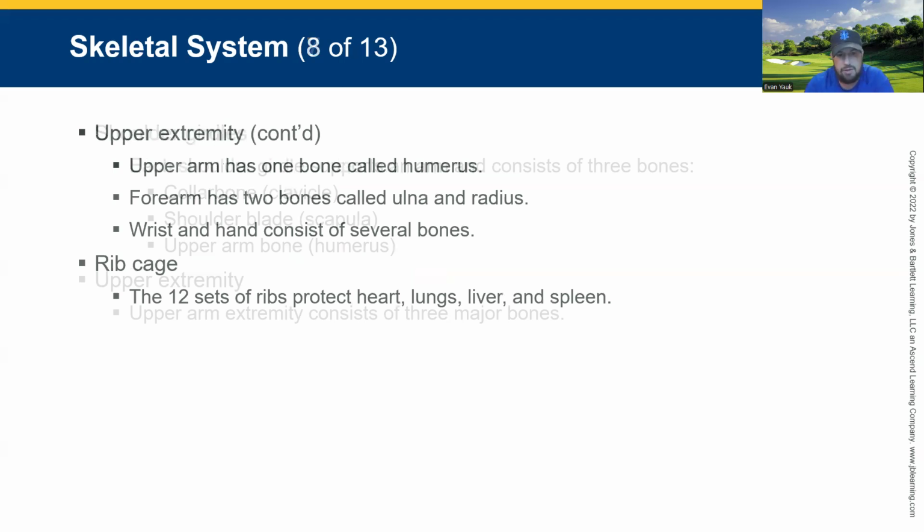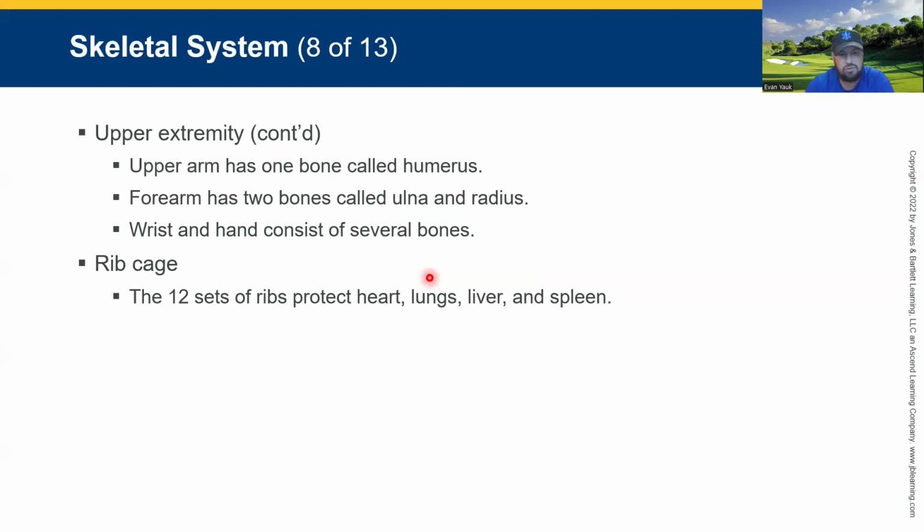They consist of 3 bones. Your upper extremities are your humerus, we talked about. It's your ulna and radius. Remember, radius is the same side we take our radial pulse on. So radius is on the inside. And then your wrist and hand consist of several bones.